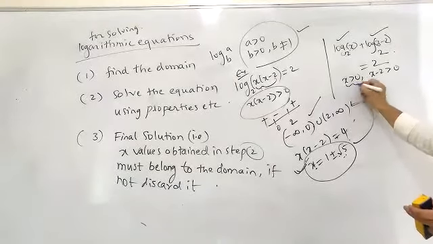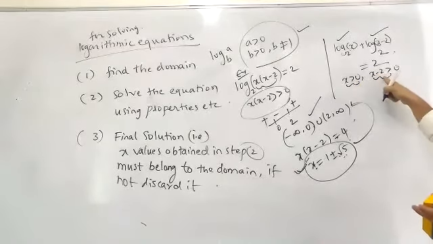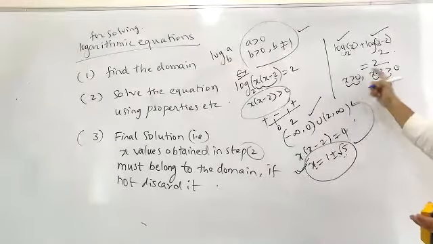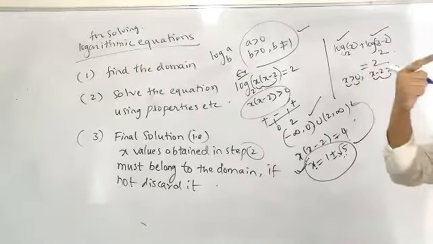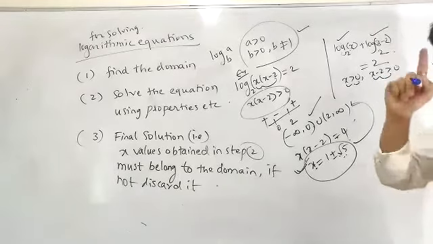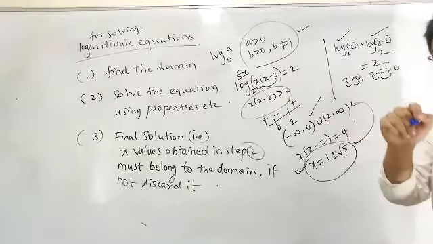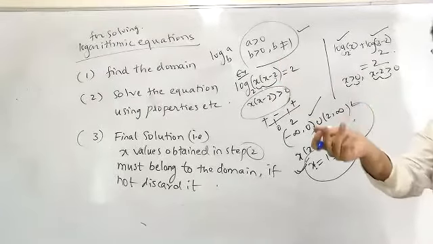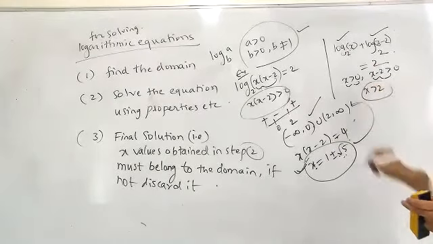The common domain here is x is greater than 0 and x minus 2 is greater than 0. So here x is greater than 0 and x is greater than 2. The common domain means the intersection; both must exist. You see my terminology: "and" stands for intersection. Whenever I say compulsory, it is intersection. So the common domain will be x is greater than 2.